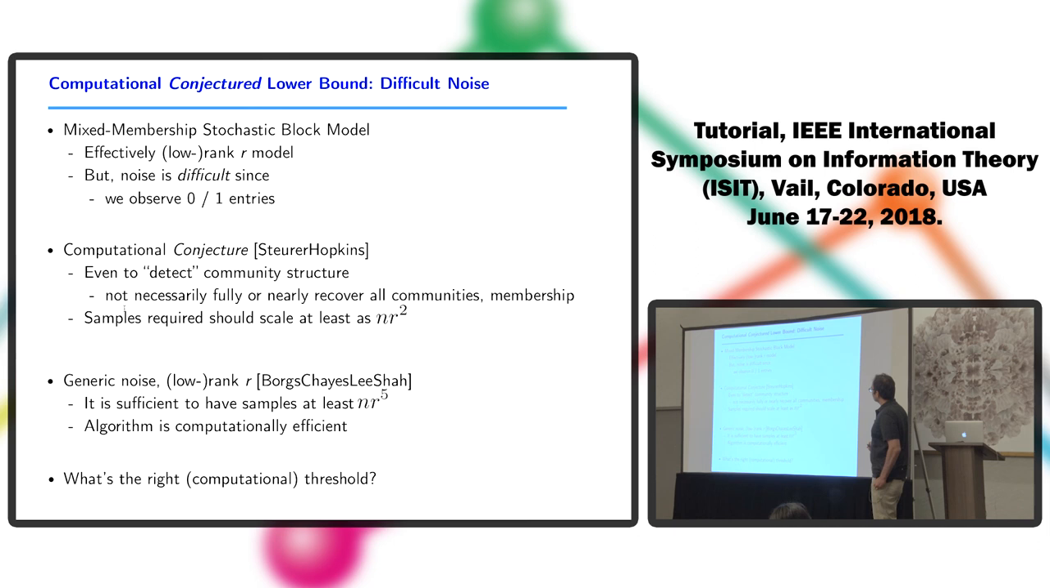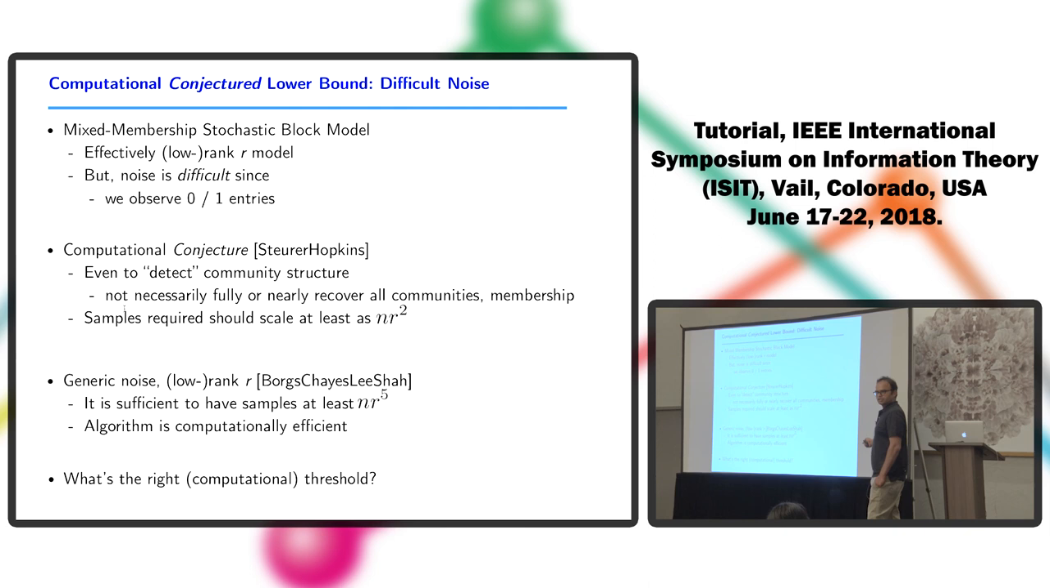There's a nice computational conjecture, which goes something like this. Remember, we had discussed that stochastic block model is a special case of this kind of thing. In particular, the mixed stochastic block model, which is like a rank R model for R communities and so on. There, the computational conjecture is that even to detect, which is a lot weaker requirement than, let's say, knowing everything, we need the number of samples to scale like N times R squared. And that is because of the terrible noise.